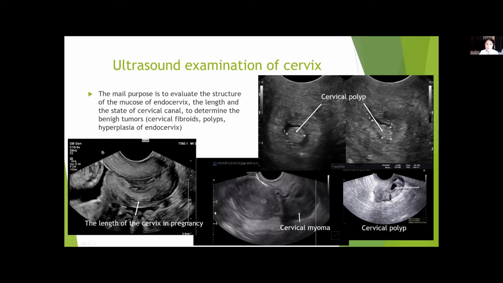Here you can see the length of the cervix in pregnancy. This is the head of the fetus. Here you can see cervical myoma. This is the uterus. This is the cervix. In this picture, you can see a cervical polyp inside of the cervical canal. And this is also a polyp. This is the cervical canal. This is the cervix.